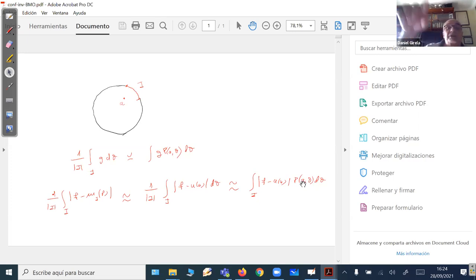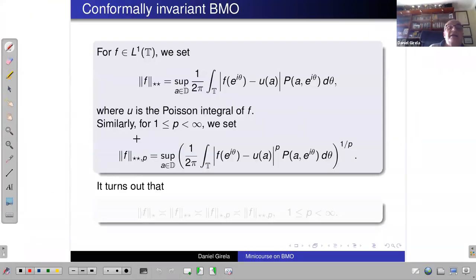You recall that the Poisson integral is an approximation of the identity: the Poisson kernel is essentially concentrated at this point. So the idea is that we can substitute it like this. Of course, I'm not going to give the details of the proof, but this is, I guess, the key fact that relates BMO functions with harmonic or analytic functions.